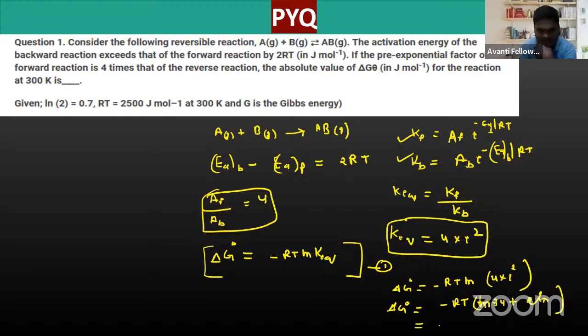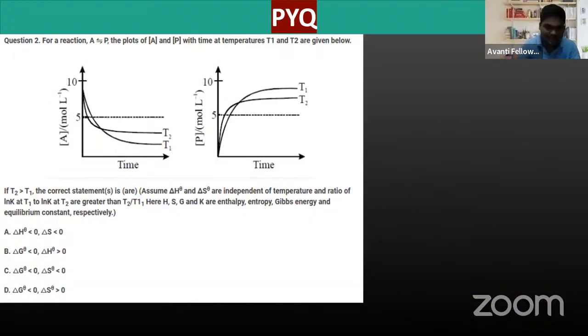When you put the value, you'll get minus 8500 Joule. Because we know the value of everything. R, we know, T, we know, ln values are already given. So we know the value. So just put the value, we'll get the desired answer. Right?